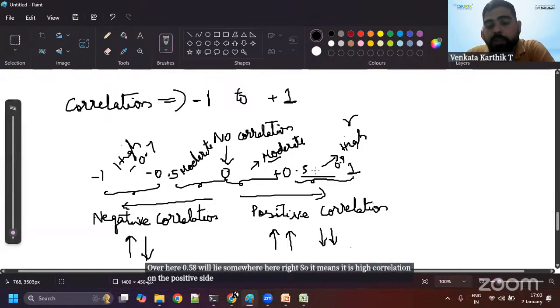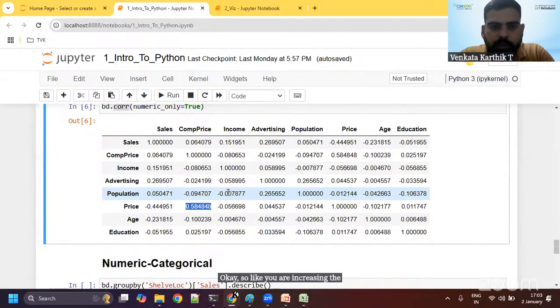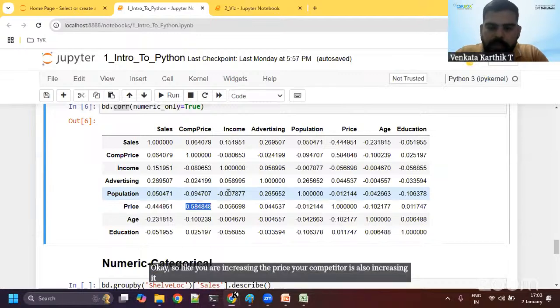So it means it is high correlation on the positive side. So high positive correlation. That means your price and competitor price are kind of moving in the same direction. Okay, so like you are increasing the price, your competitor is also increasing it. You are reducing the price, your competitor is also reducing it. So that kind of relationship is happening.